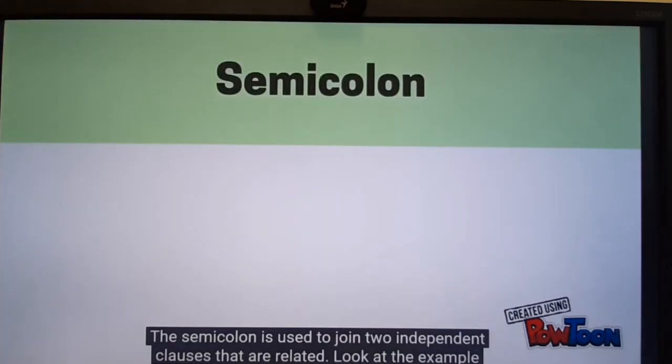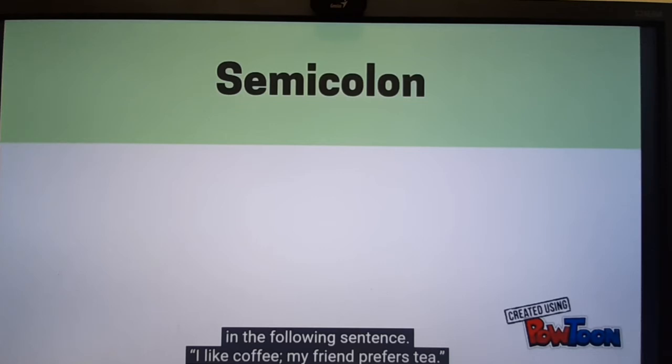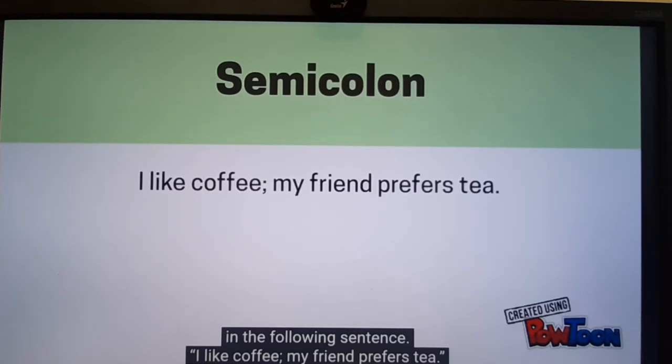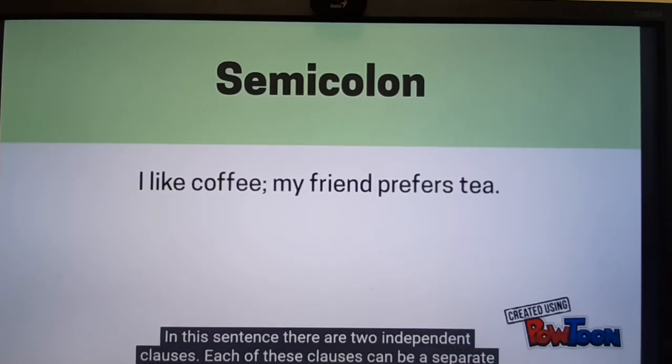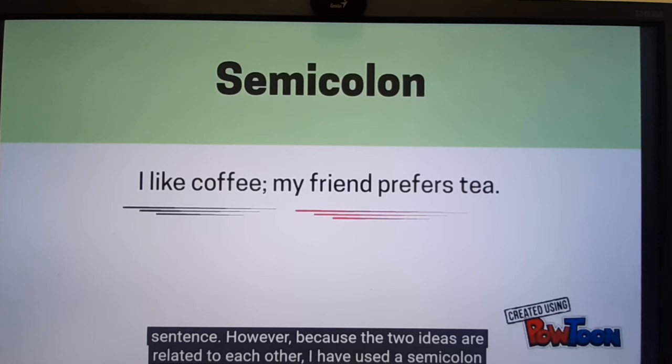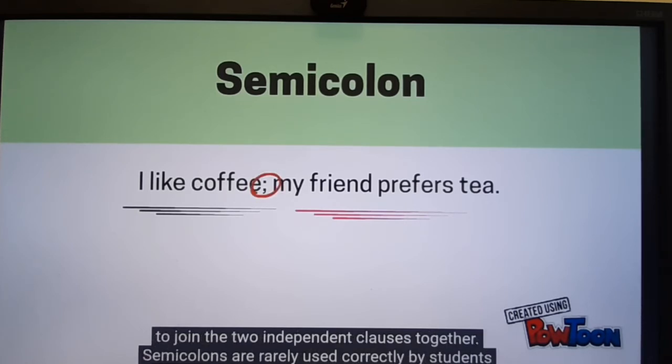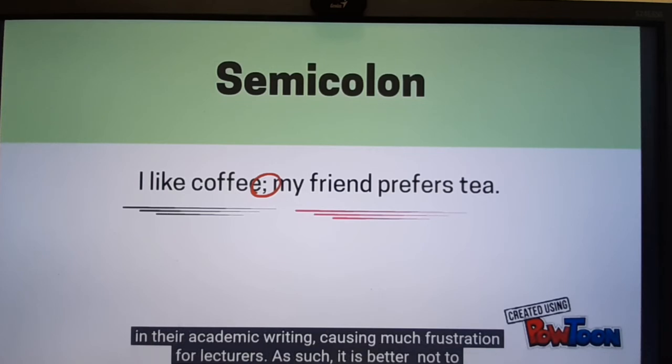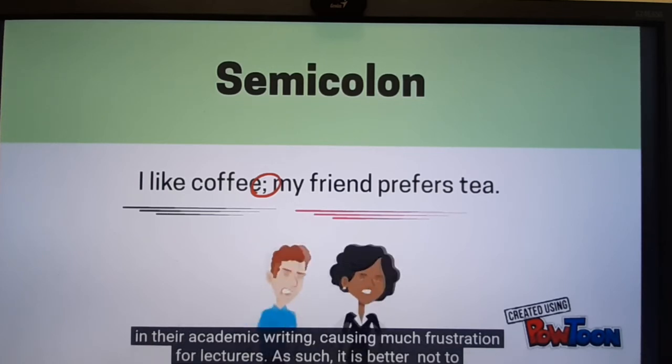The semicolon is used to join 2 independent clauses that are related. Look at the example in the following sentence. "I like coffee. My friend prefers tea." In this sentence, there are 2 independent clauses. Each of these clauses can be a separate sentence. However, because the 2 ideas are related to each other, I have used a semicolon to join the 2 independent clauses together. Semicolons are rarely used correctly by students in their academic writing, causing much frustration for lecturers.